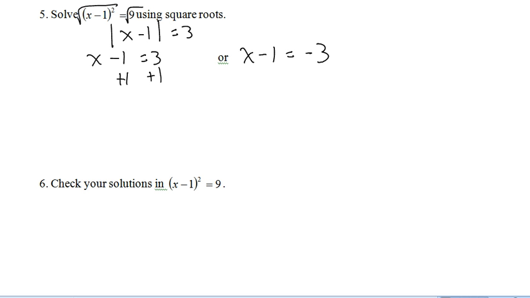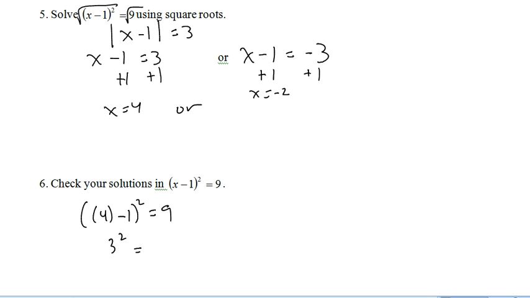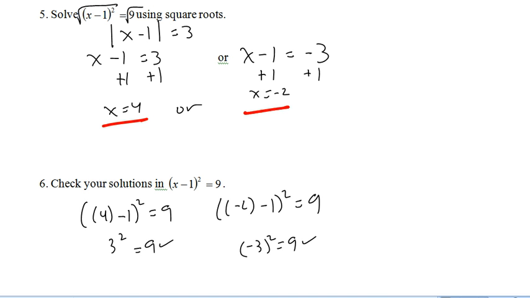Add 1 to both sides. x is going to equal 4, or add 1 to both sides, x is going to equal negative 2. Okay, and let's check those two. And both of these values of x make our original true, so they're both solutions.